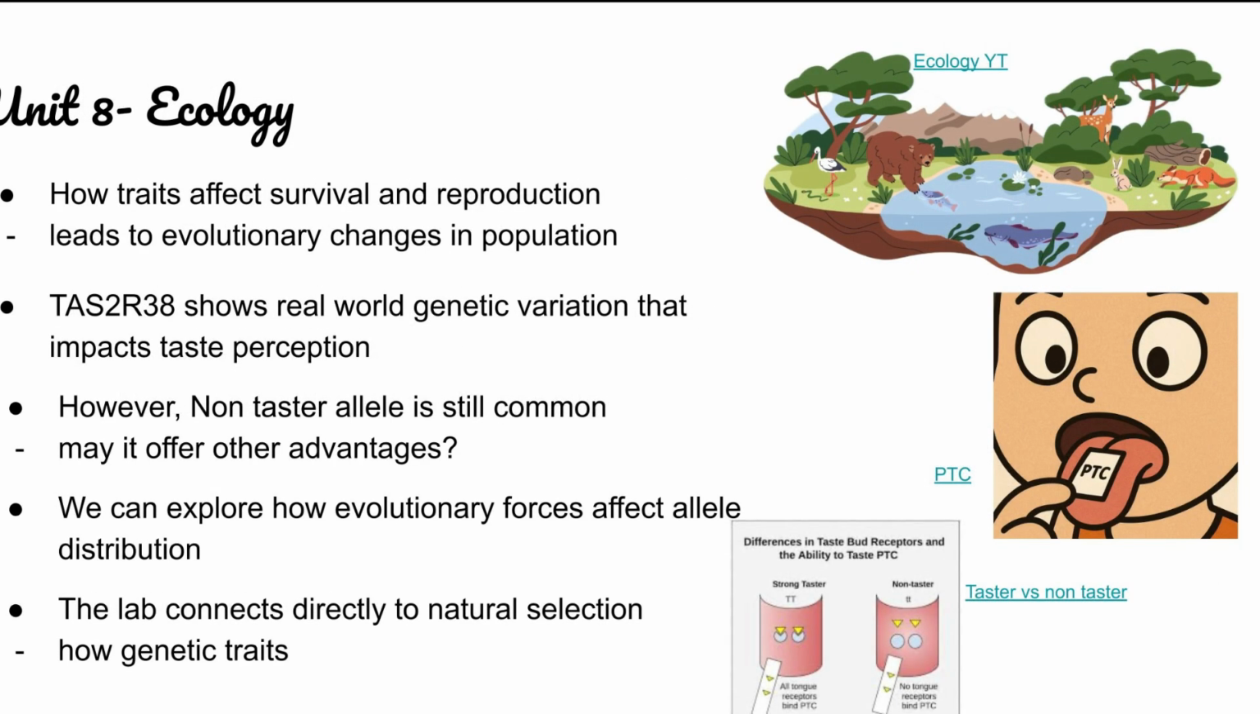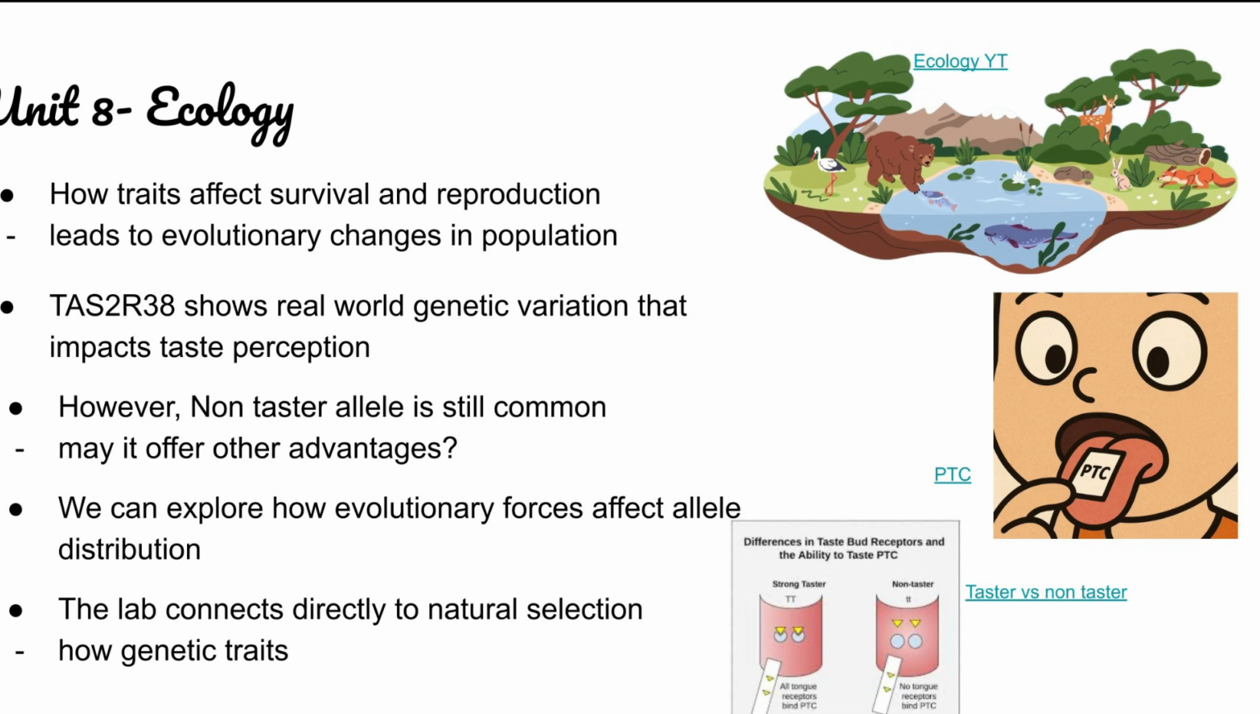Unit 8 focuses on the interactions between organisms and their environment. Traits that affect survival and reproduction, or fitness, are subject to natural selection, which in turn impacts populations and ecosystems. Ecology explores how populations evolve, how traits affect relationships in food webs, and how environments shape the organisms within them. The TAS2R38 gene from our lab provides a lens for exploring genetic variation within populations.